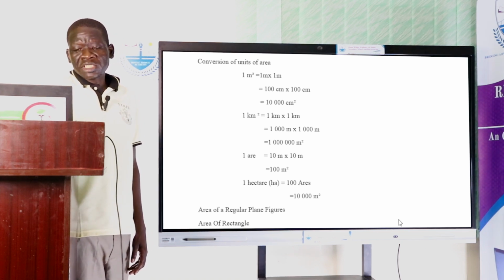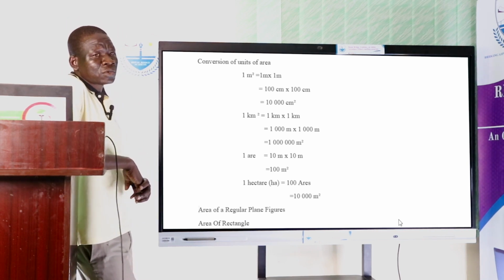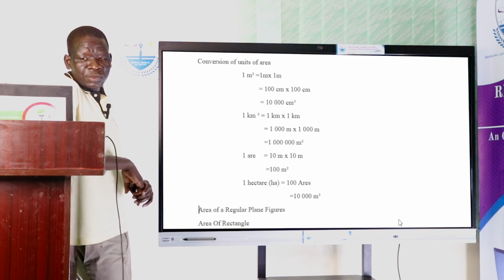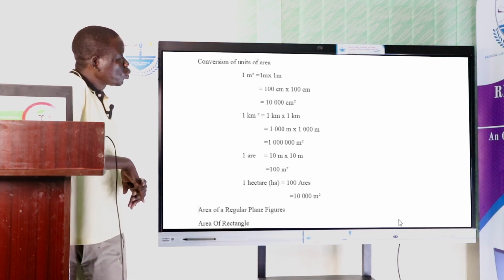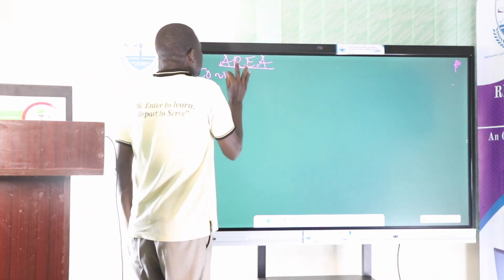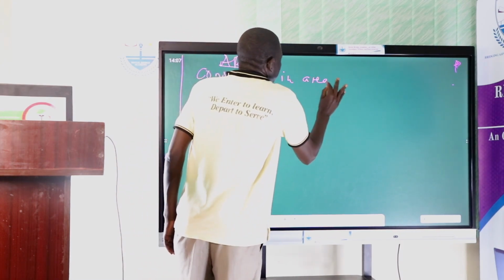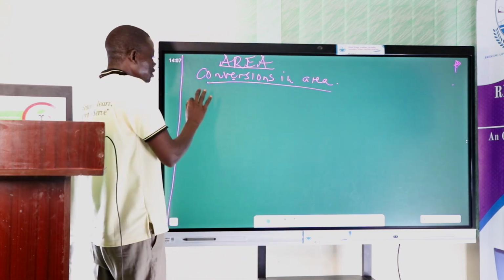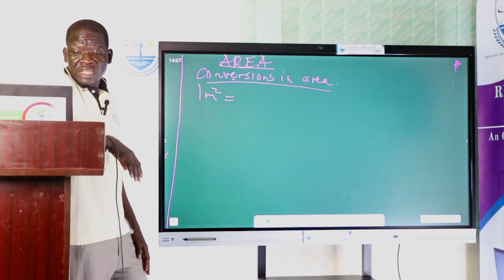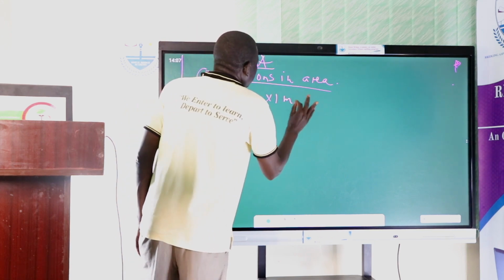So we can look at the actual conversions, in how we can convert from a given unit to another. Conversions in area. We know that 1 meter square is the same as 1 meter times 1 meter.